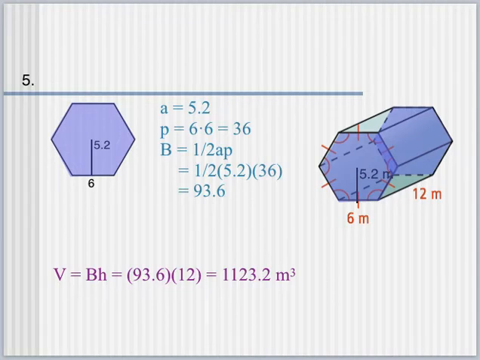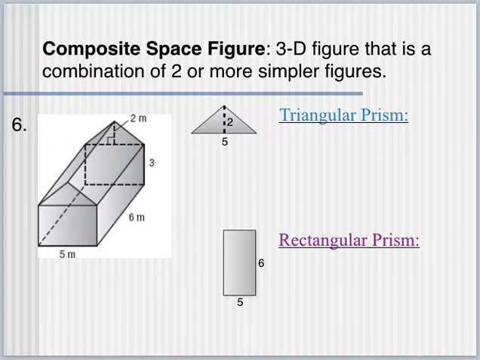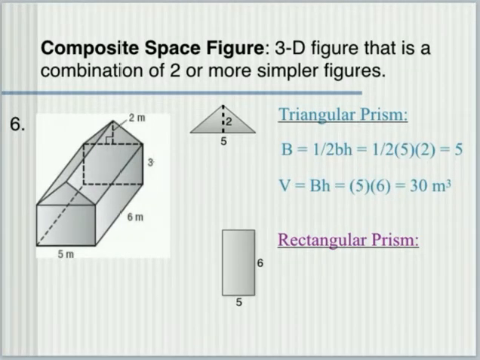Sometimes you have what they call a composite space figure to calculate the volume of. That really just means it's a three-dimensional shape that is a combination of two or more simpler figures. This composite space figure is a combination of a triangular prism and a rectangular prism. For the triangular prism, you know that the base of the triangle is 5 because if this edge of the rectangular prism is 5, then so is the one above it, which works as the base of the triangle as well. So you plug that into 1/2 base times height.